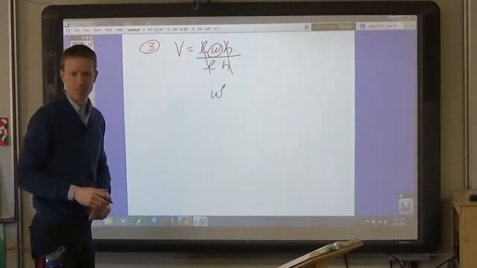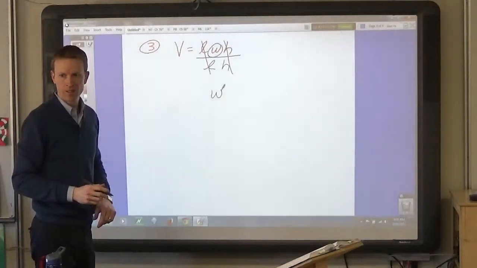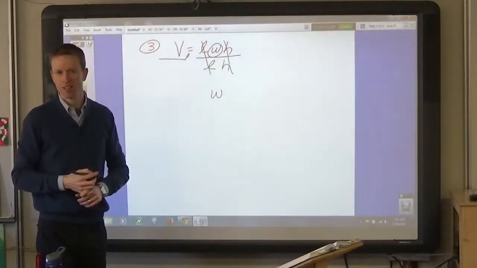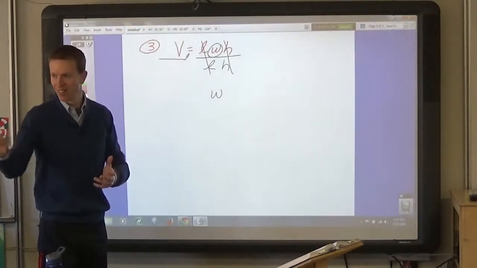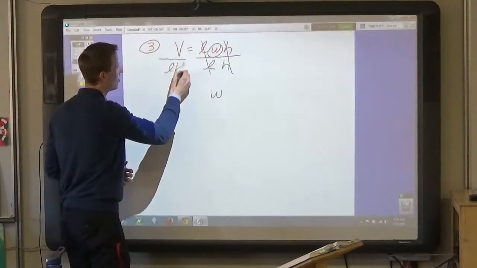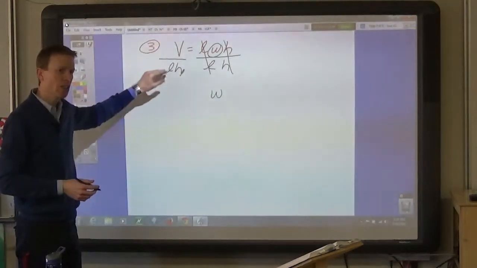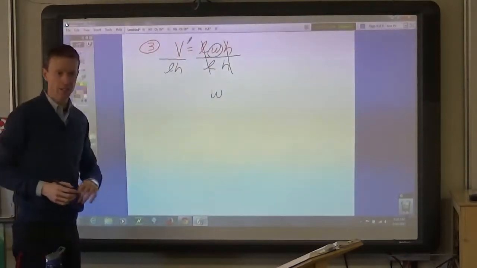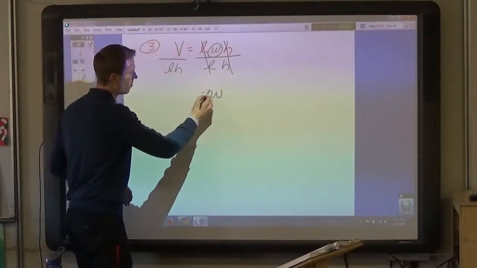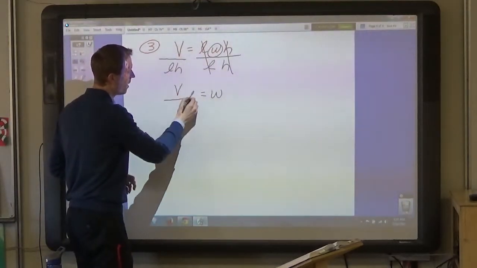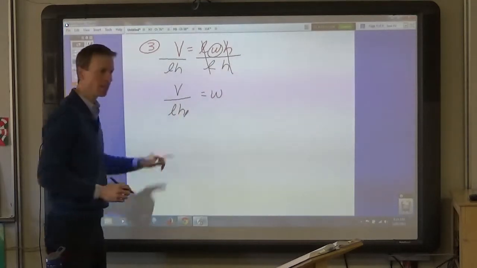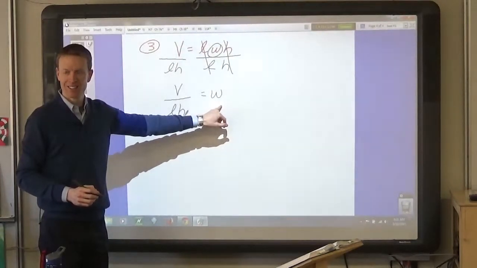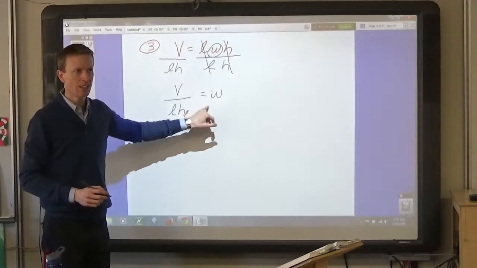So we can bring that down. And then divide the other side by the same thing, l h. Now we can't actually do the division because we don't know what the numbers are, but we do know that this is the expression for it, so that is our answer. The volume divided by the length times the height equals the width. Okay? Any questions on this one?